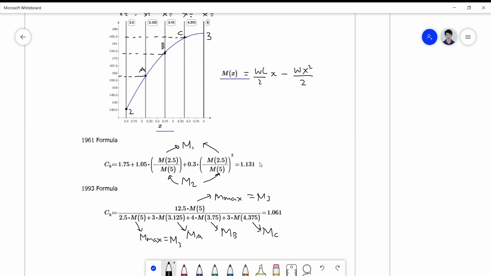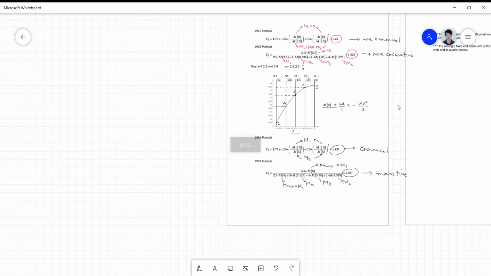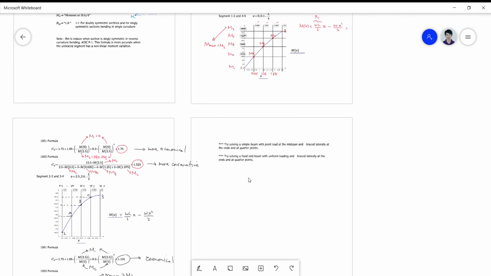Okay, and notice that the values again, this is the more economical, and this is the more conservative value. Okay, so that's how problems on Cb are computed.